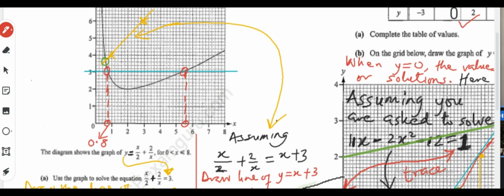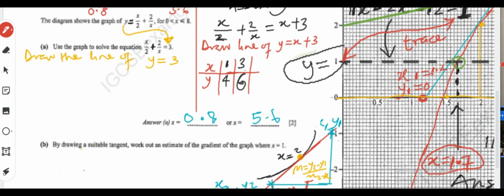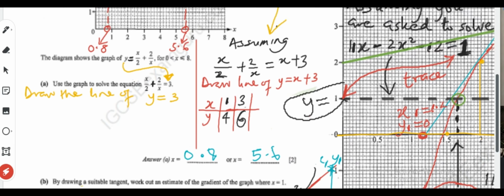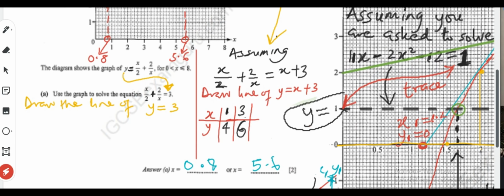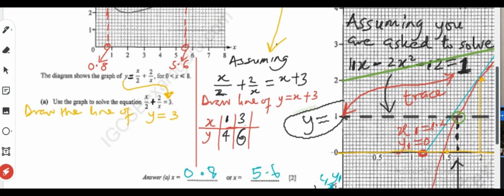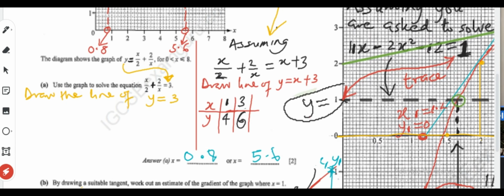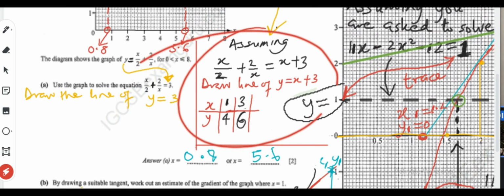Why this place is 5.6. Those would be the answers. 0.8 and 5.6. All right. I said this one would have given us. Let me just complete this one.